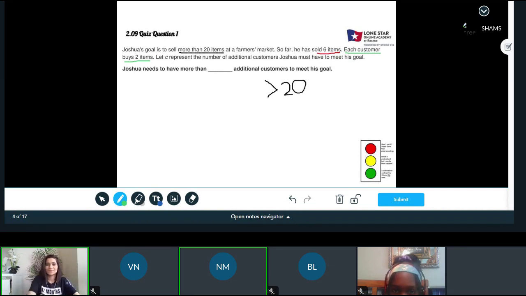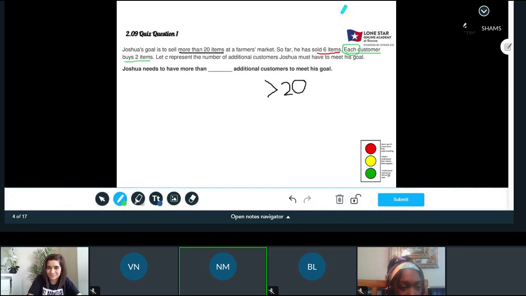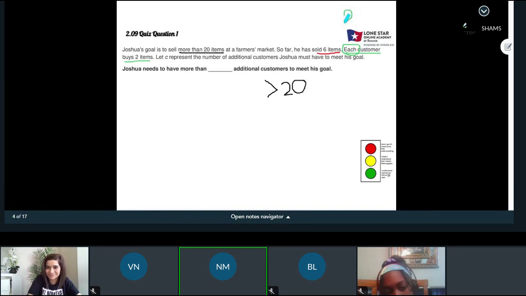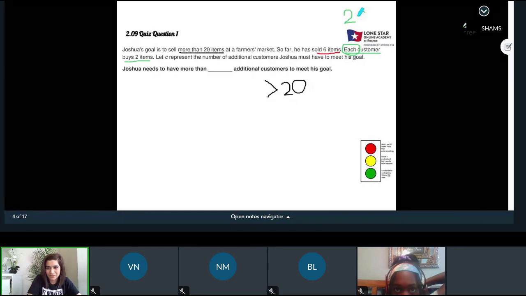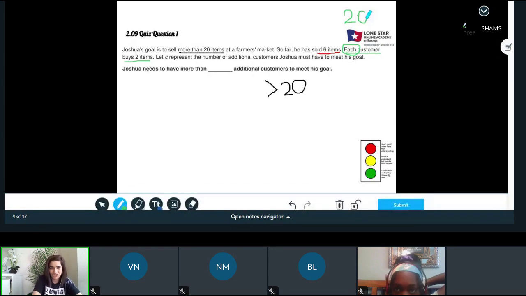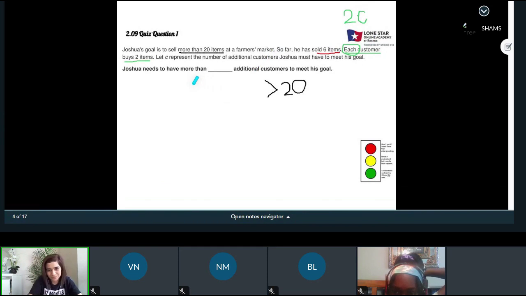Because it says each customer buys 2 items. So it's just basically saying each customer that came to the store bought 2 items. And C represents the number of additional customers. Excellent. So because each customer buys 2 items, you can represent it like 2C.